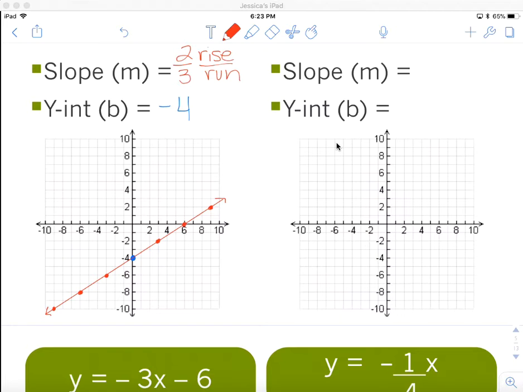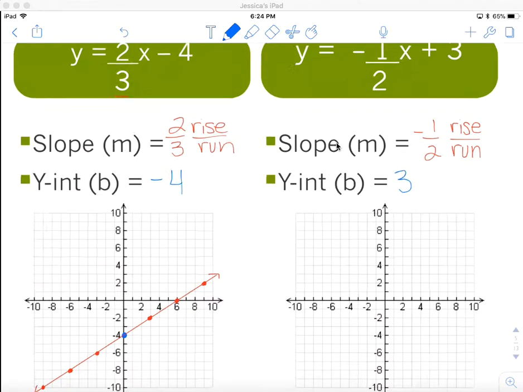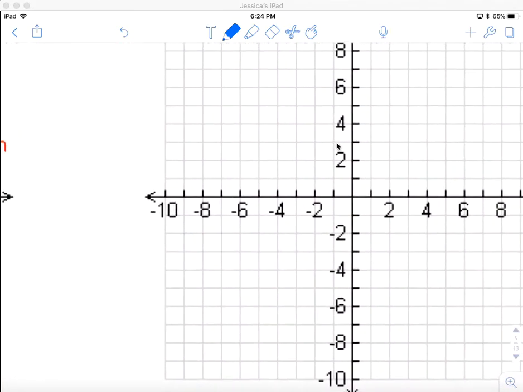What I would like for you to do next is pause the video and try to graph the next one on your own. Then check it with me. For this next one, our slope is -1/2, which means I am rising -1, I am running 2. My y-intercept on this one is +3. So I'm going to start by putting my first point at 3. Remember, it's on the y-axis, not the x-axis.